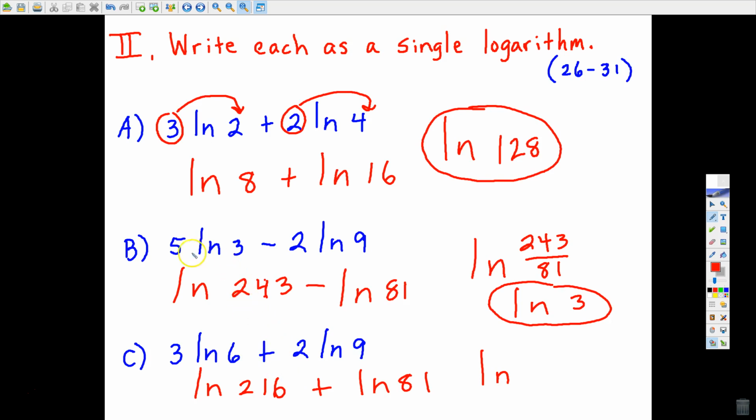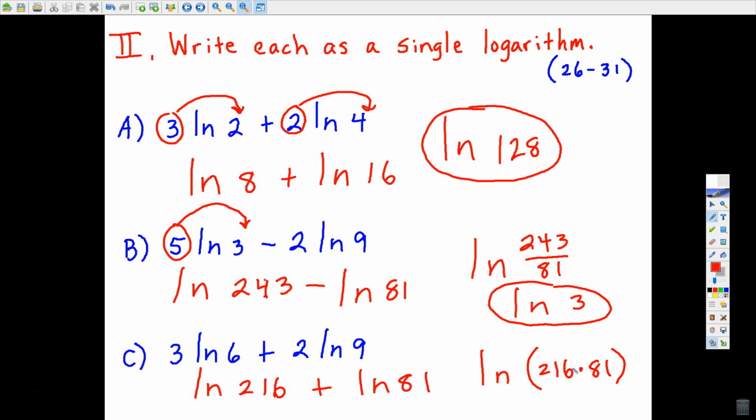No. Here's the power property. Numbers that are multiplied can be made to become powers, like 3 became the exponent for 2. The product property says 2 different logs that are being added can be put together using 1 log and multiplying. I'll just write it out. So can you tell me what that is?